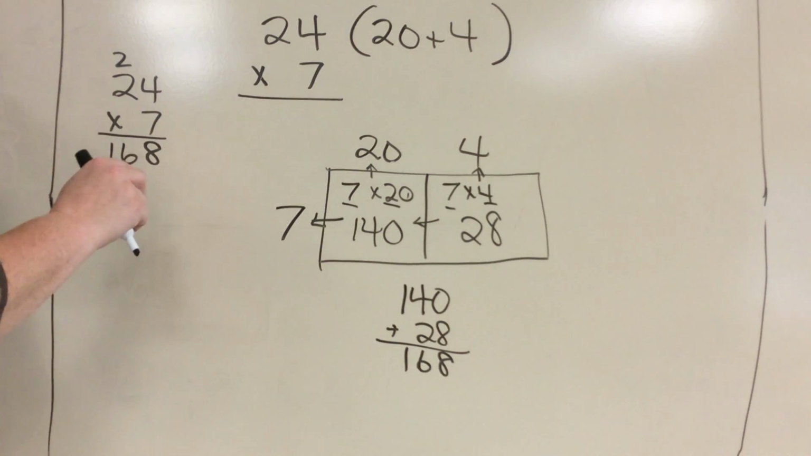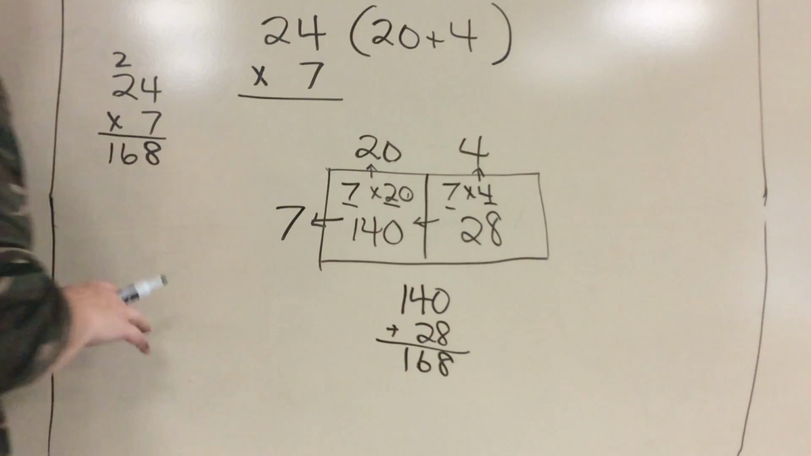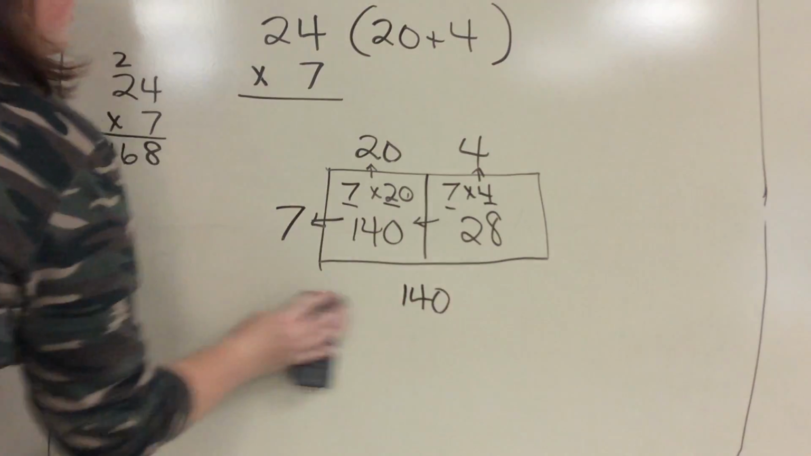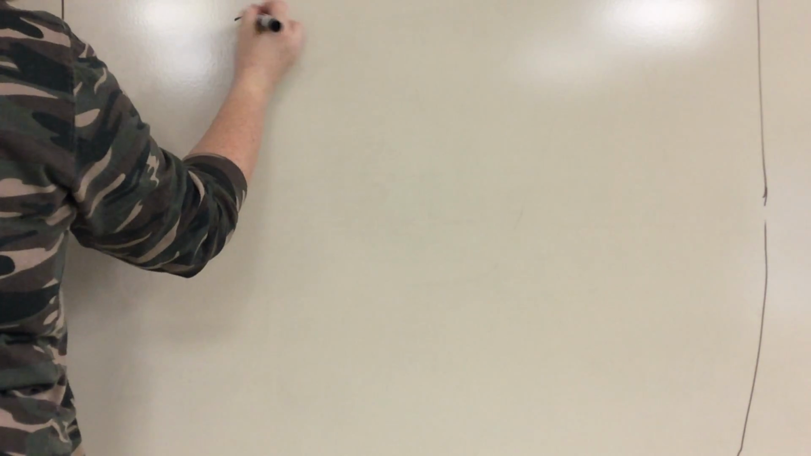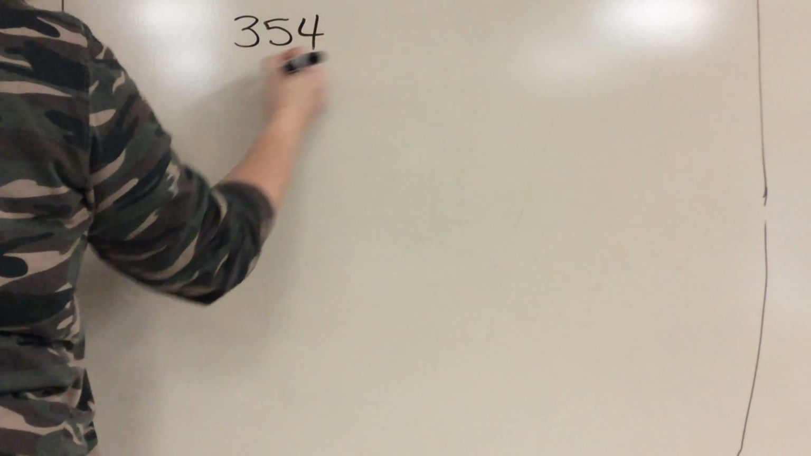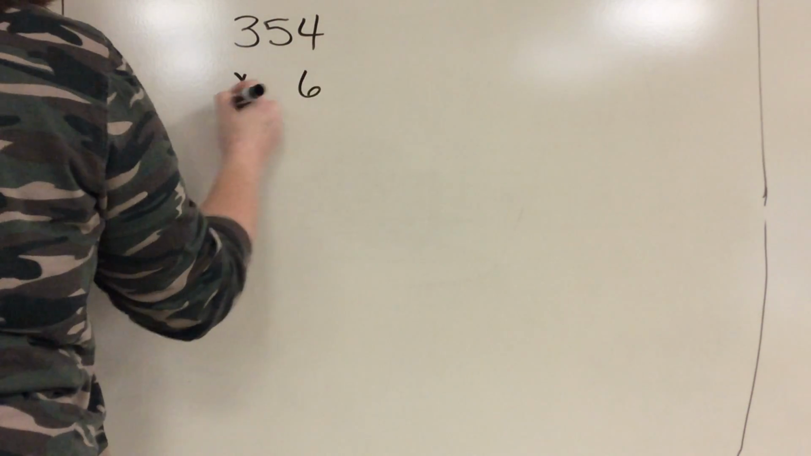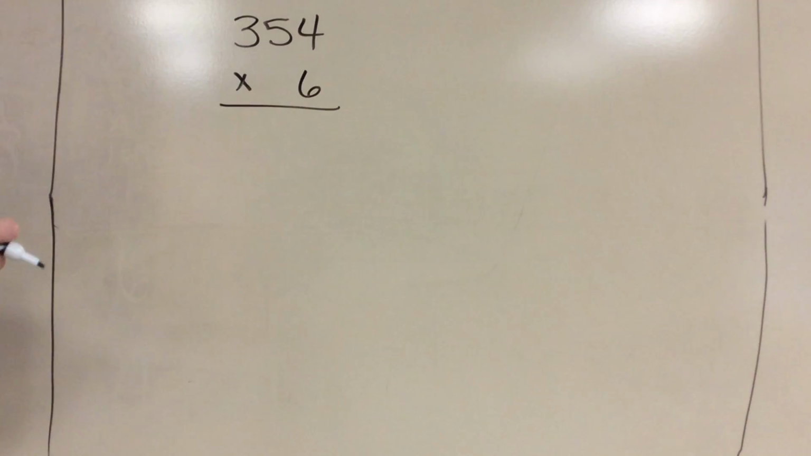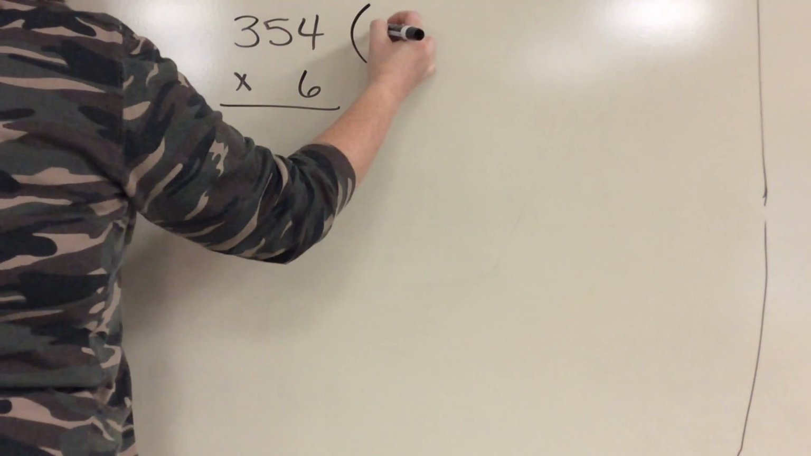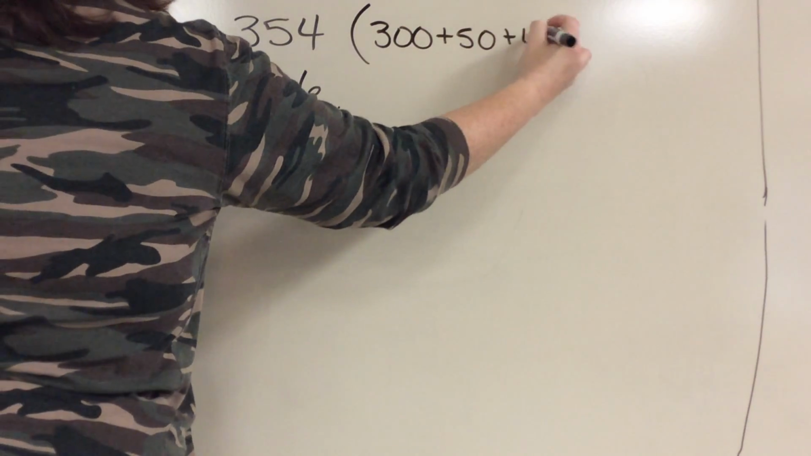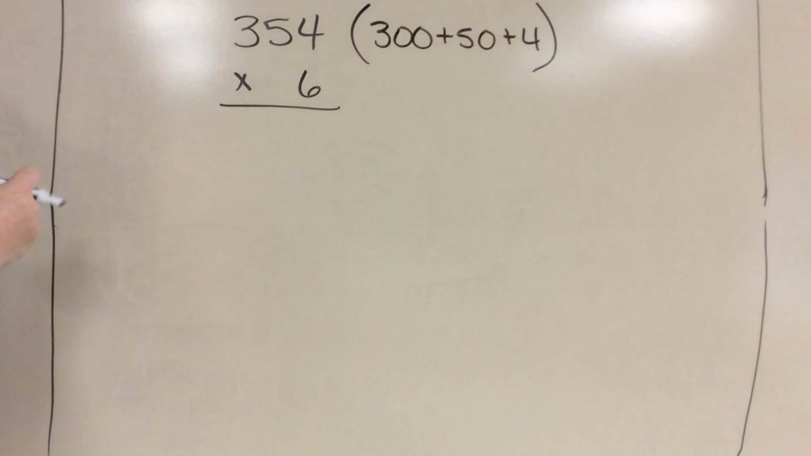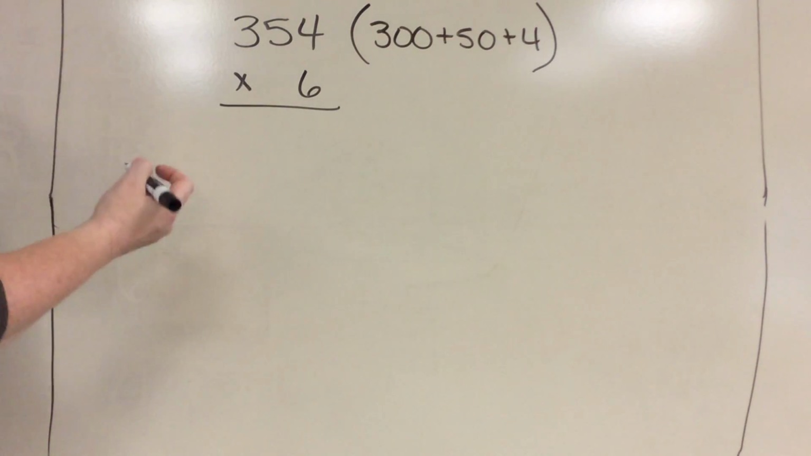So let's do another example for the area model. This time for the area model, we're going to have a 3-digit number. 354 times 6. So step 1, write it in expanded form, the biggest number. We're going to take it over to the side and we're going to write 354 in expanded form. 300 plus 50 plus 4. Step 2, draw your model.